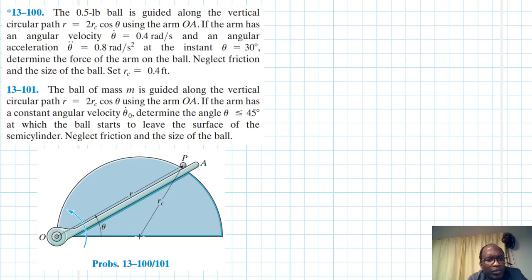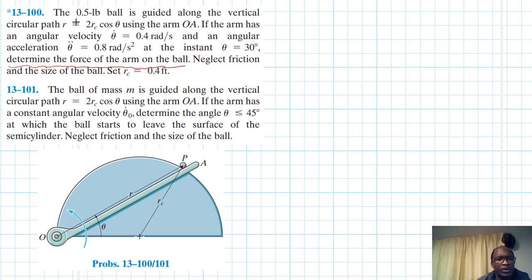We have two problems coming from the Engineering Mechanics and Dynamics 14th edition by R.C. Hibbeler. In this video we're going to be solving the first problem, 13-100. In this problem we have been asked to determine the force of the arm on the ball.